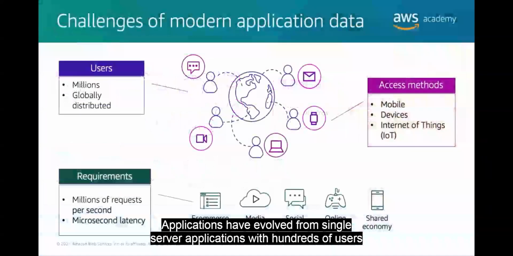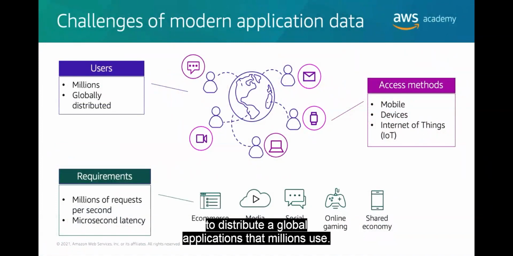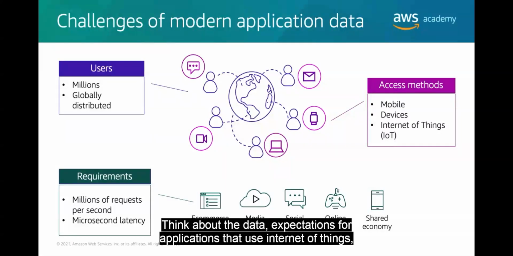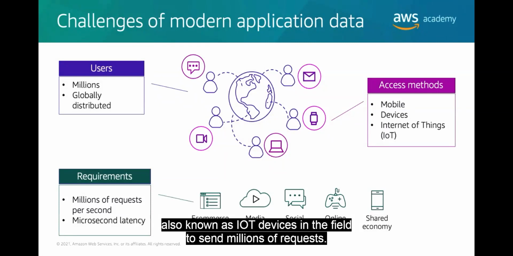Applications have evolved from single-server applications with hundreds of users to distributed global applications that millions use. All those users send requests and expect immediate responses. Think about the data expectations for applications that use Internet of Things, also known as IoT, devices in the field to send millions of requests.